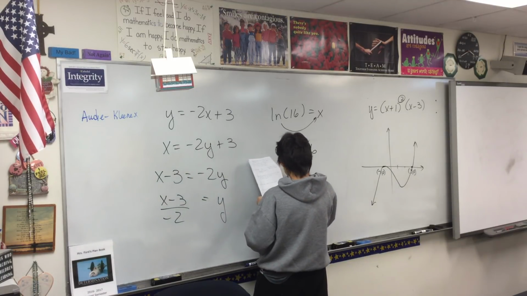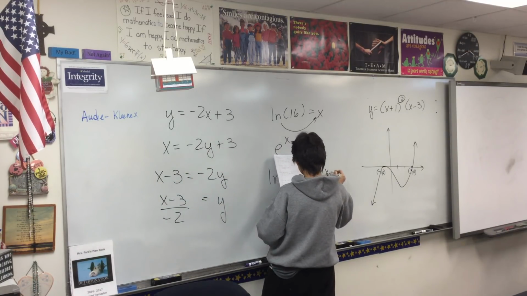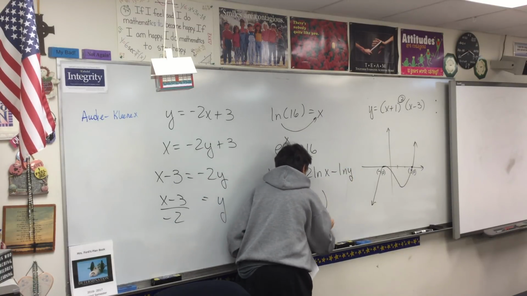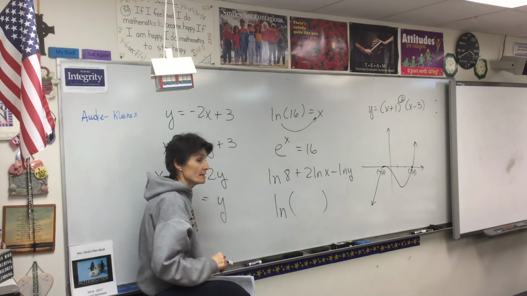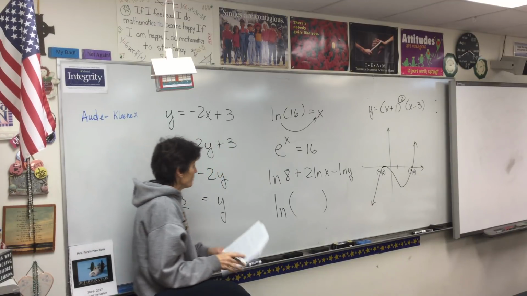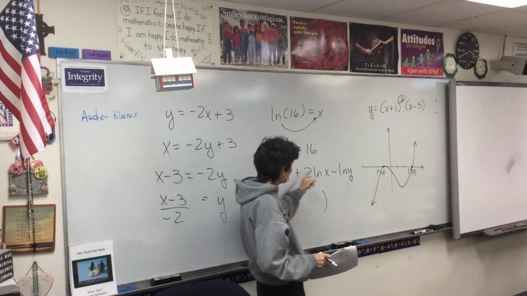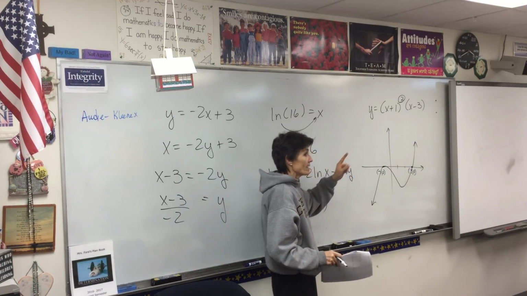Now, another logarithm question. We want to write this as one logarithm. So it's ln something. And the something is going to be a combination of the 8, the x, and the y. Agreed?